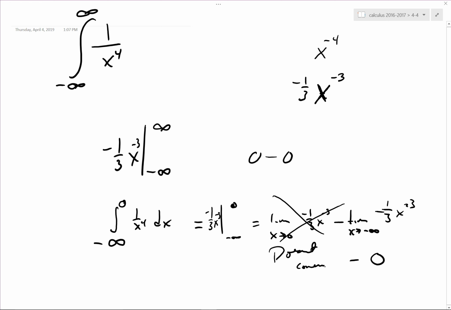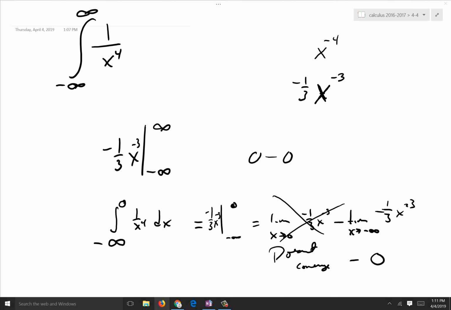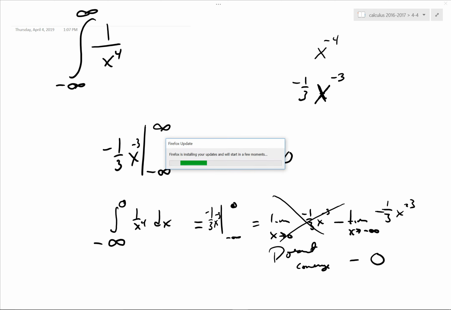This is one of the many places why you need a graphing calculator. I cannot stress that enough. You should graph every problem and see, does it look like it has finite area? Yes or no? If it looks like it does, then it might.